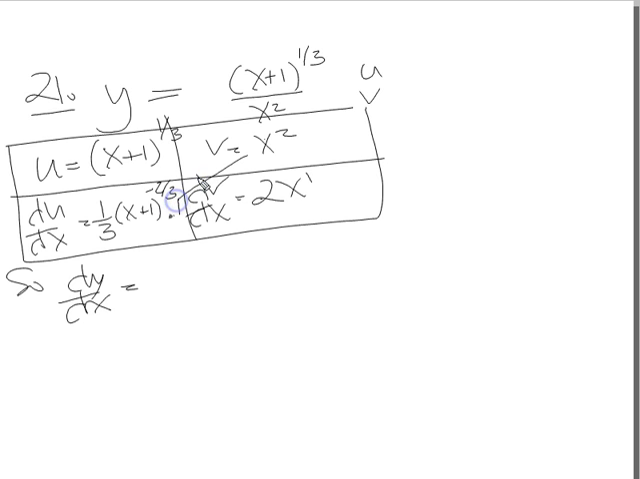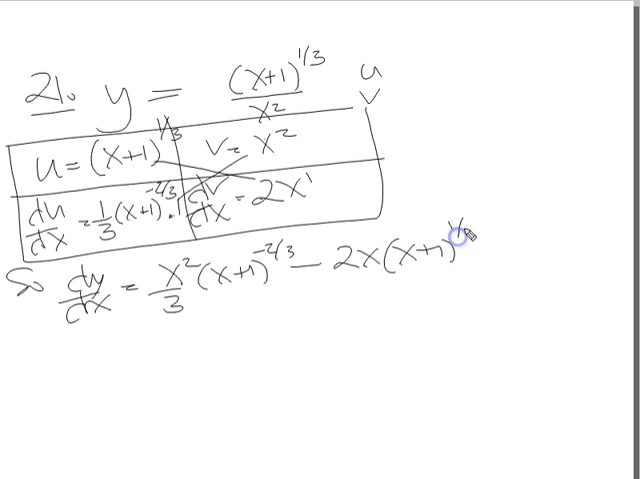v du/dx, so I'll front load the x squared with the 3, and put (x plus 1) to minus 2/3. That's v du/dx minus u dv/dx. So again, I'll put the 2x at the front of this product, (x plus 1) to the third, over v squared.